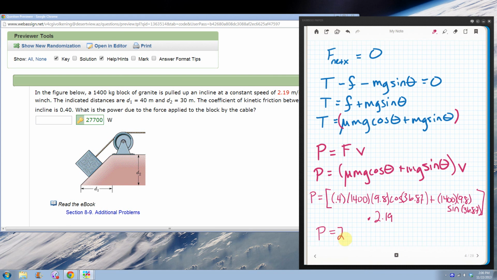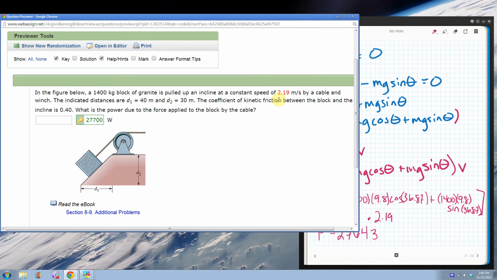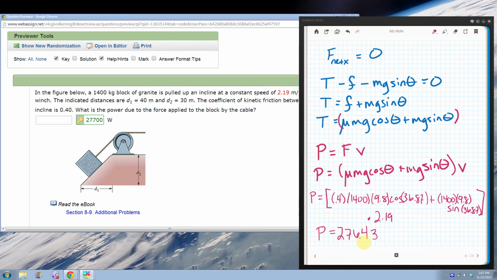I get 27643 plus some decimal stuff. Notice that in the problem, the most they give us is 3 significant figures, so I shouldn't go beyond that. I should be stopping here and then rounding from there. And that's why they have 27,700. They rounded it off. Anyway, that's it.